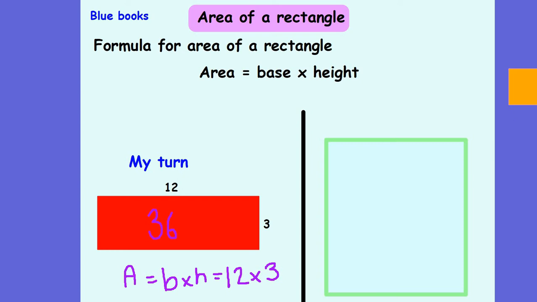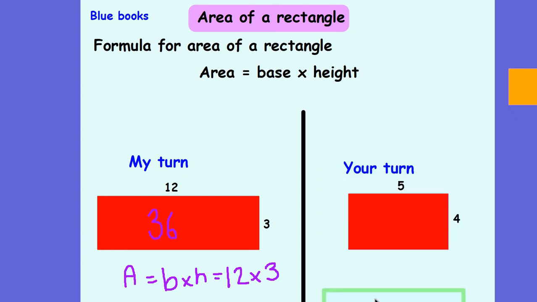Over to you guys. Please pause the video for a minute or two and have a go at this one in your dark blue books for me. Okay, so our area is base times height, which is 5 times 4. So hopefully you've got the answer was 20. Well done if you got that right.